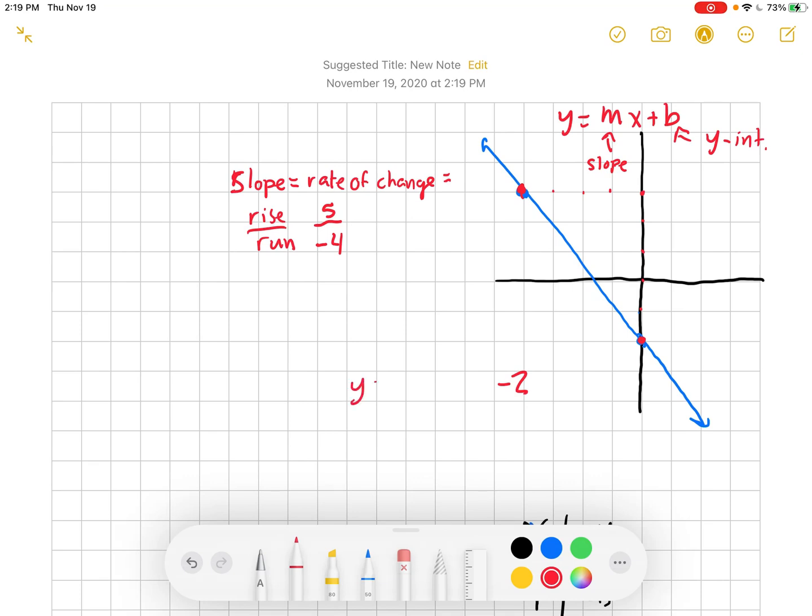So if we put the pieces together, we get y equals -5/4 x minus 2 for the answer to the equation of this line.